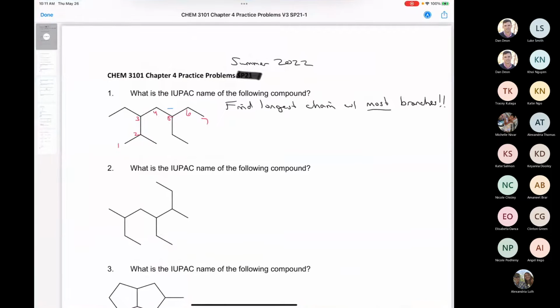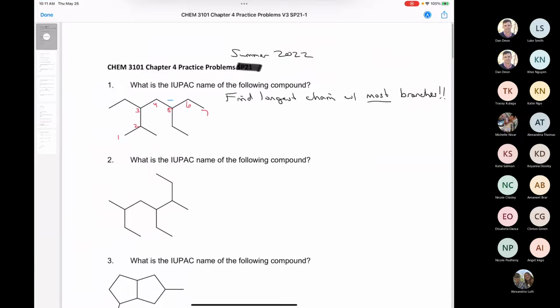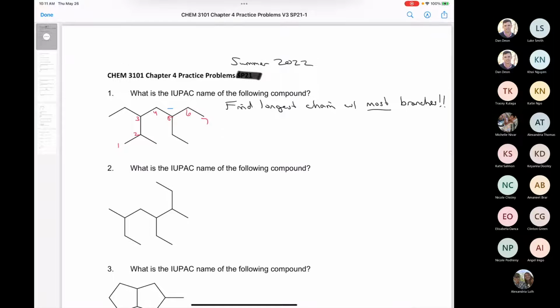Okay, let's take a look at some practice problems. And of course, I posted these to Canvas.